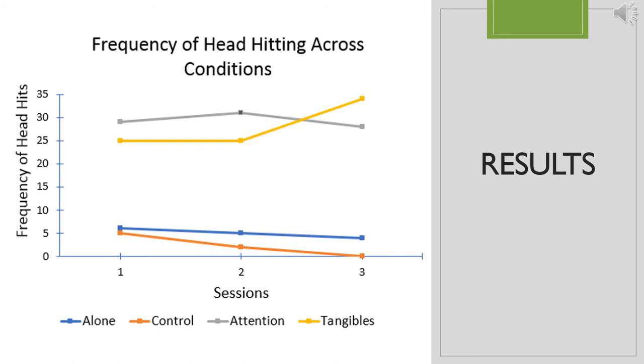Additionally, in the conditions in which Jane received access to preferred items or access to attention, Jane engaged in higher rates of problem behavior. This means that it is likely that Jane's behavior is maintained by attention and access to tangibles.